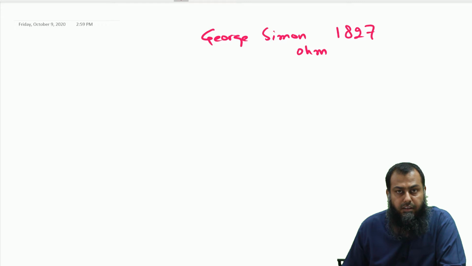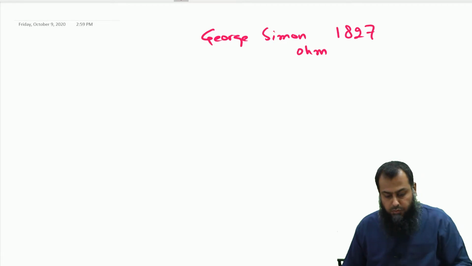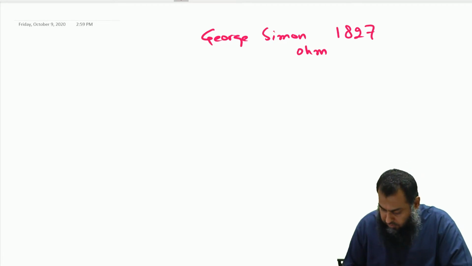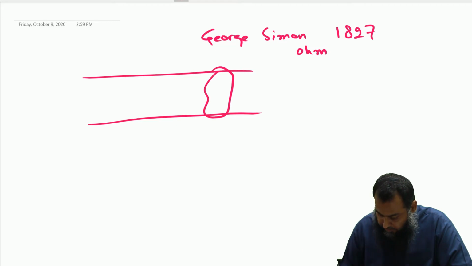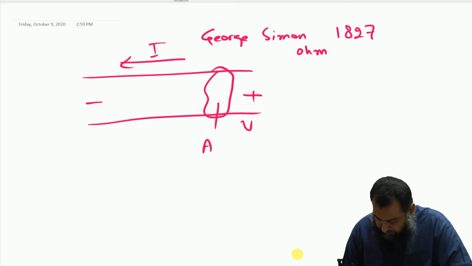a material having the resistance R, there exists a linear relationship between the applied voltage and the flow of current. So what he proposed was that if we have some conductor like this with some cross sectional area here, and if we apply the voltage here, as a result the current starts to flow in this particular direction, where this is the applied voltage. It has an area A and it has a length L.